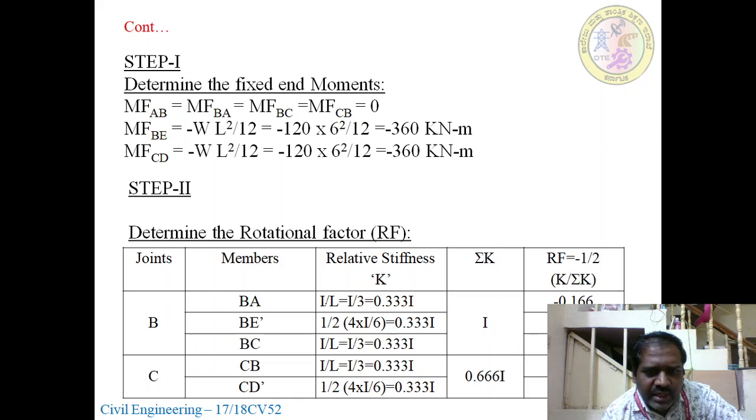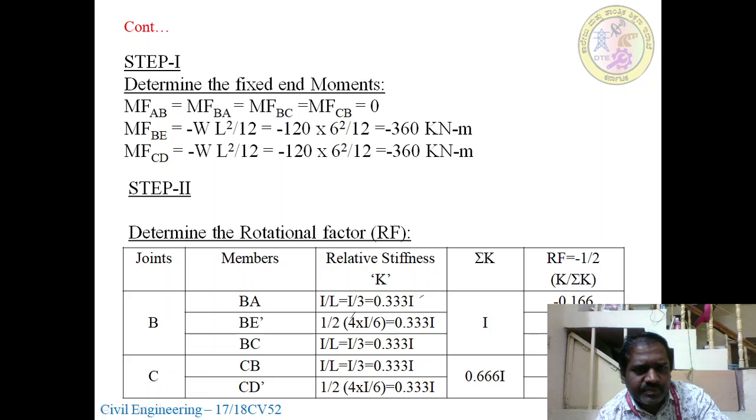So here BA is I by L, so you have to take this. BE dash, the I is 4I, half of original K, 4 into I by 6, so you will get this value. BC I by L, CB I by L and CD. Where the section is symmetrical, those members will be affected here. So you have to calculate the value.